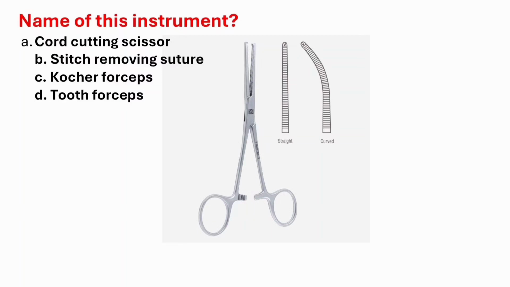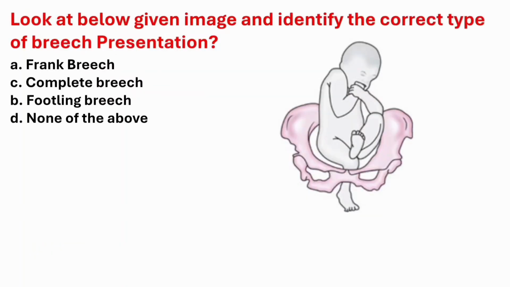Name of the instrument. A. Cord cutting scissor. B. Stitch removing scissor. C. Kocher forceps. D. Tooth forceps. The correct answer is option C. Kocher forceps.